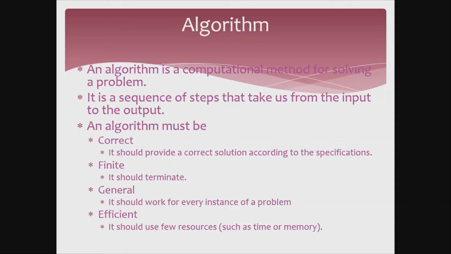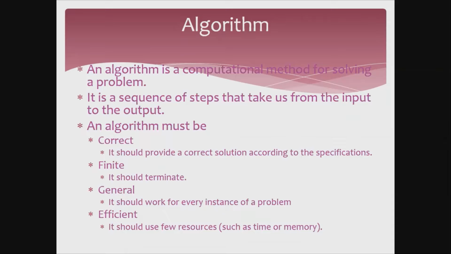Now, an algorithm has these characteristics. Number one, it must be correct. When you say correct, it should provide a correct solution according to the specifications. Meaning to say, you already know the requirements needed when you are doing the algorithm. If you still remember, before we solve the machine problem, we analyze it first and we check if the requirements are correct or not.